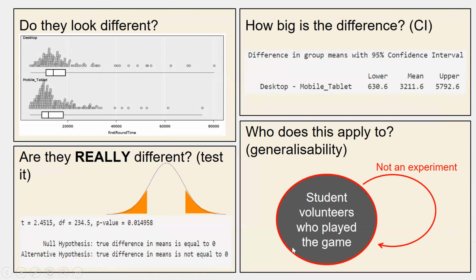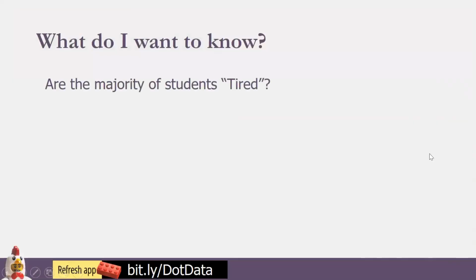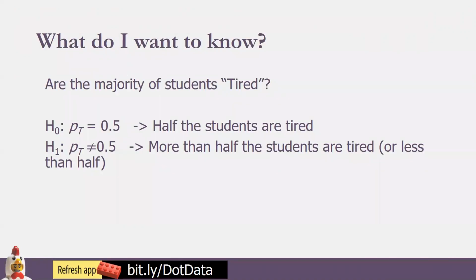Let's do another one. Most of the examples we looked at in chapter 7 were 2 sample t-tests on means. We also did proportions, but we don't actually have to stop there. So here's an example of a 1 sample t-test on a proportion. I want to know, are the majority of students tired?